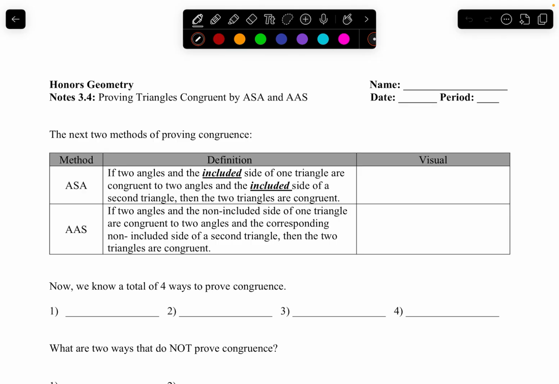So we are going to just be adding on to the things that do prove triangles are congruent, and that's going to be angle, side, angle, and angle, angle, side. So angle, side, angle says if 2 angles and the included side of one triangle are congruent to 2 angles and the included side of a second triangle, then the 2 triangles are congruent.